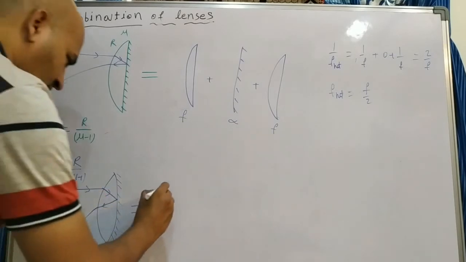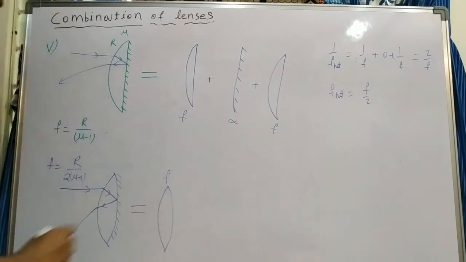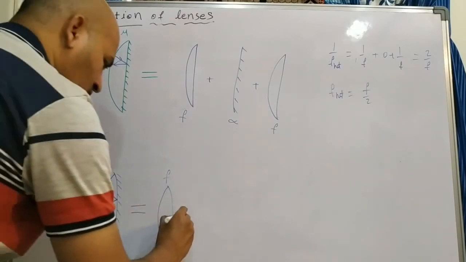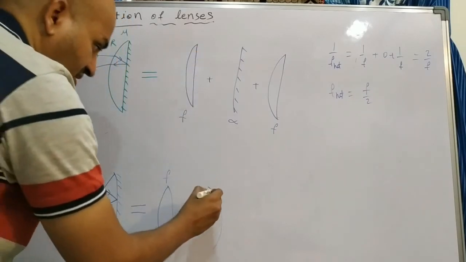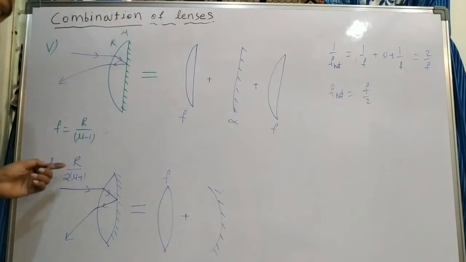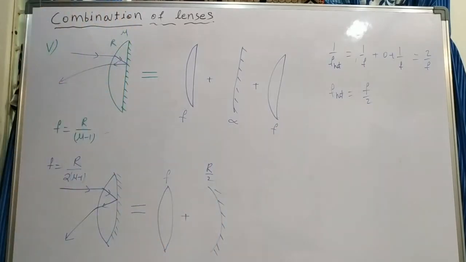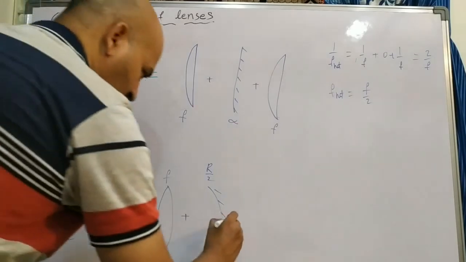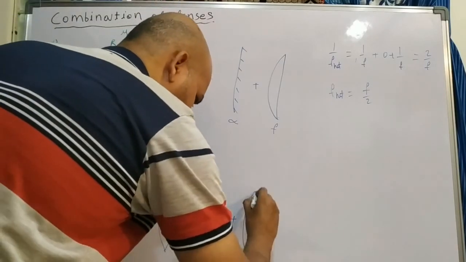So in this case, how many elements are there? One convex lens of focal length f plus one concave mirror. You see this side is concave, so it behaves like a concave mirror. Here is the flat side, here the concave mirror. What is the focal length of this concave mirror? That is R by 2, because for a concave mirror the focal length is half of the radius of curvature. Plus, after reflecting, it comes outside through the lens, so again it uses the lens. That's why we take another lens of focal length f.